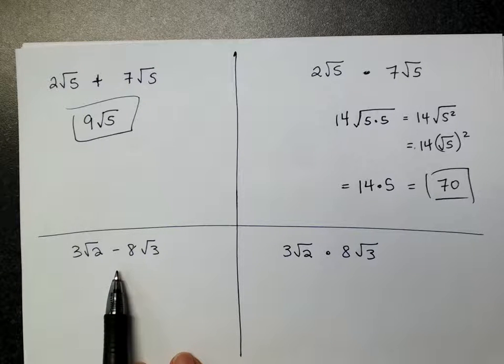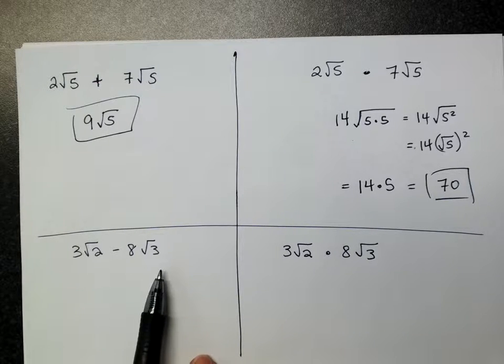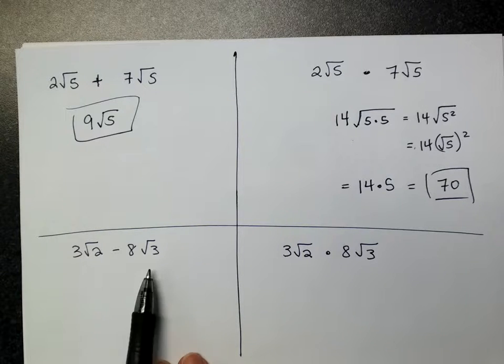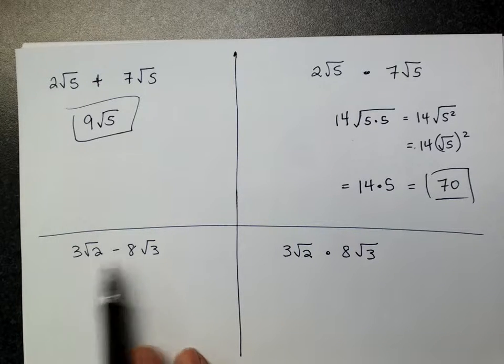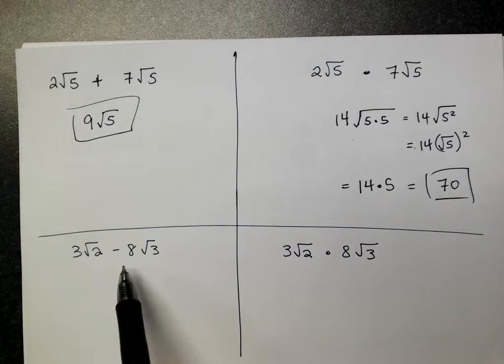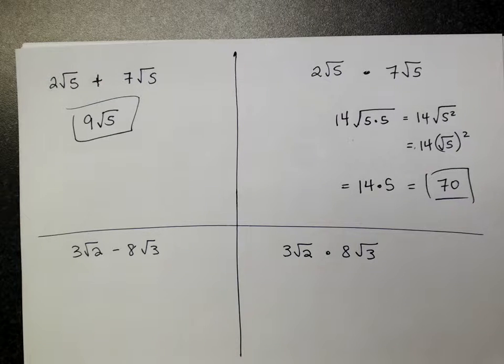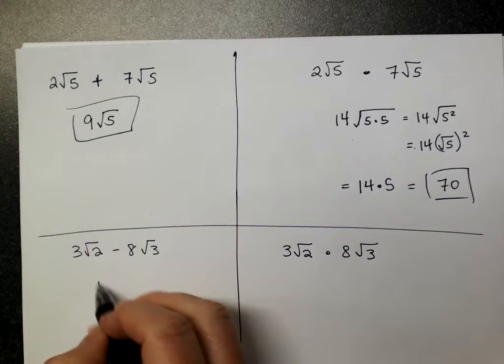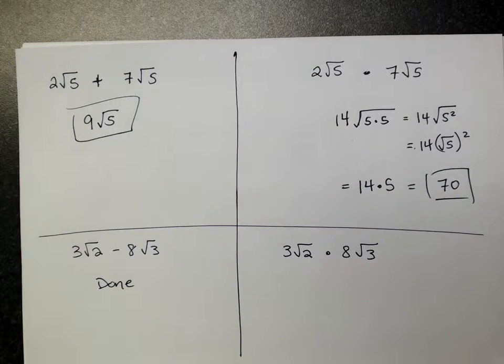Yeah, can't, right? This is like 3x minus 8y. Okay. Unlike radicals. Same index, but not the same radicand. They have to have both the same index and the same radicand. So there's nothing wrong with this. Don't say undefined or no solution, those words don't apply. It's just done. I mean, you can't simplify. It's perfectly fine. It's just already as simple as it gets.